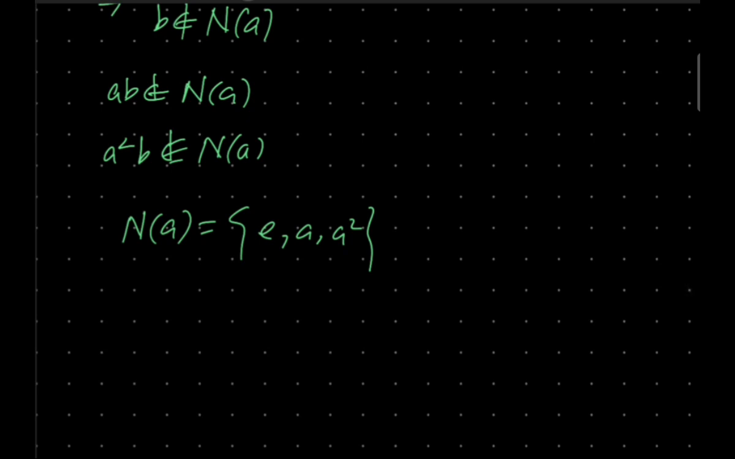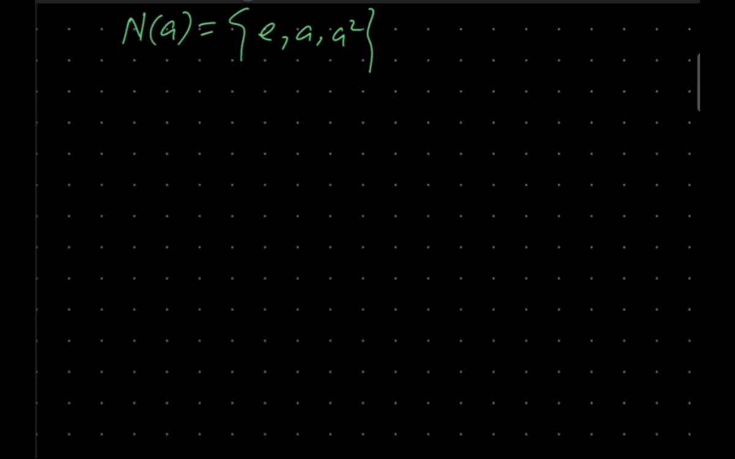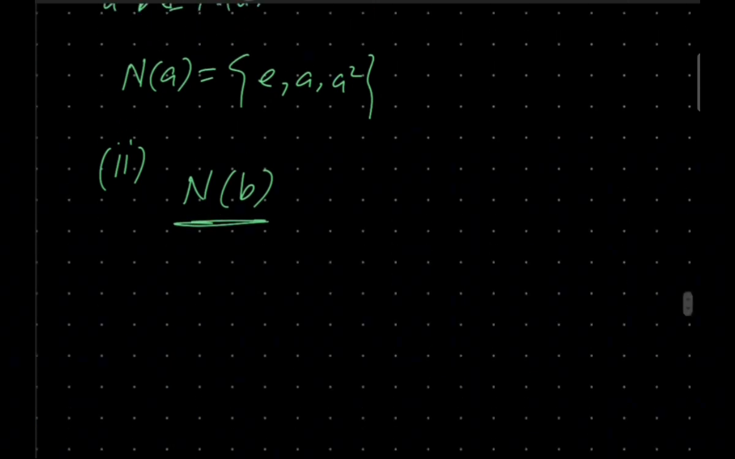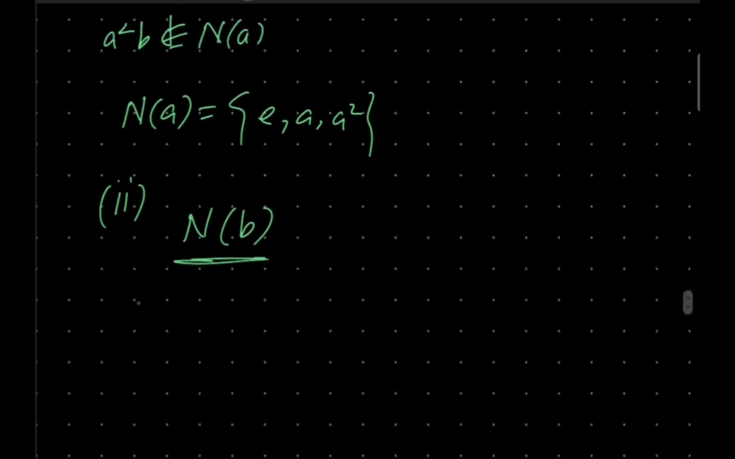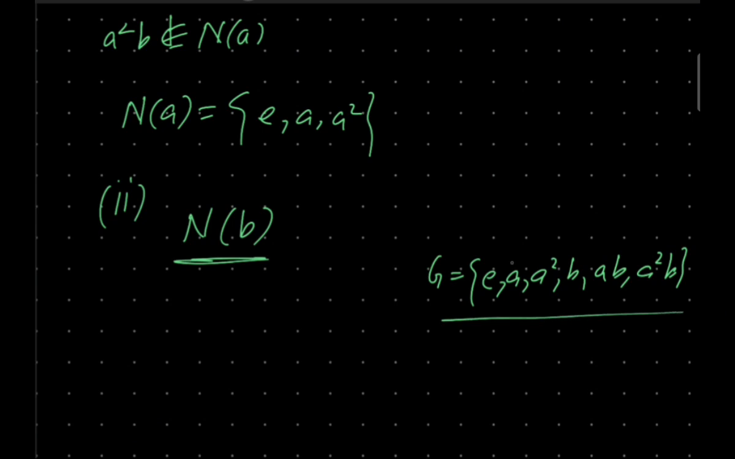Now look at the second part. In the second part, we have to find the normalizer of B. So look how to do it. What is G? G is E, A, A square, B, AB, A square B in our case. So we will check which elements of G are permutable with B. So we will check one by one.